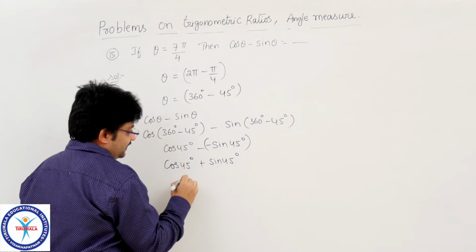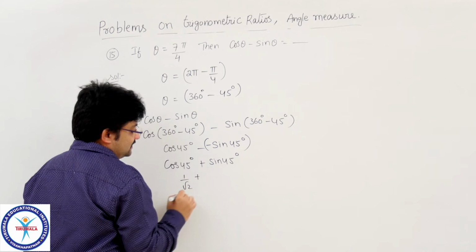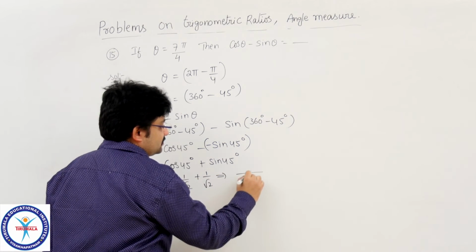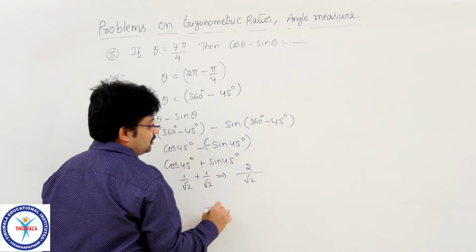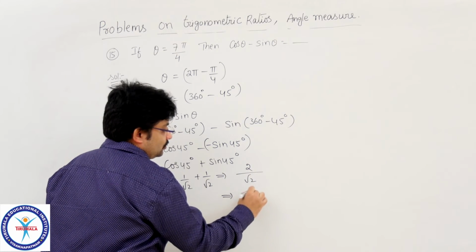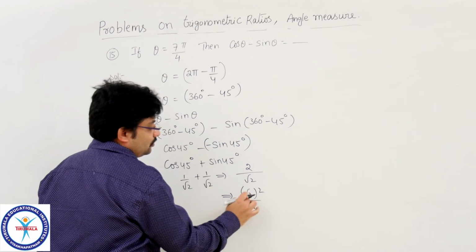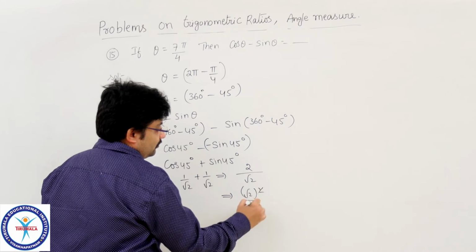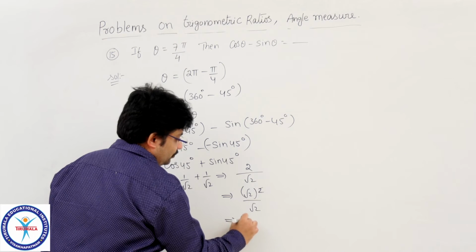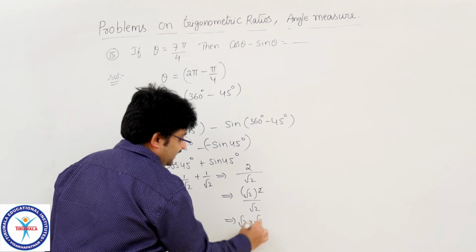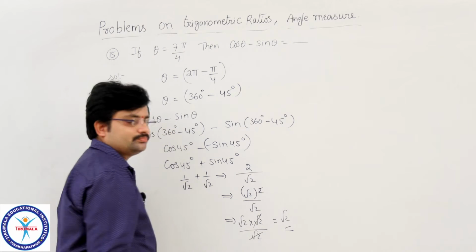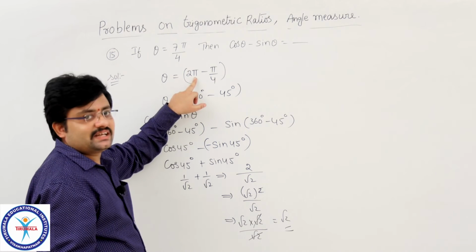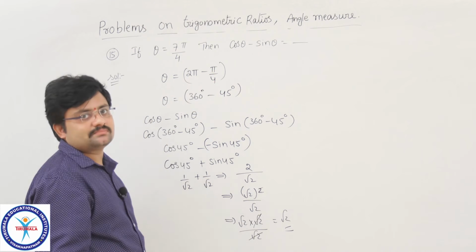Cos 45 degrees is nothing but 1 by root 2, plus sin 45 degrees, which is 1 by root 2. The LCM is root 2, and 1 plus 1 is 2. That 2 can be written as root 2 whole square, so it is root 2 whole square by root 2. Root 2 whole square can be written as root 2 into root 2 by root 2, cancel this, and you will get the value of root 2. So, this is the value of cos theta minus sin theta. Here 2 pi is 360 degrees, pi by 4 is 45 degrees.